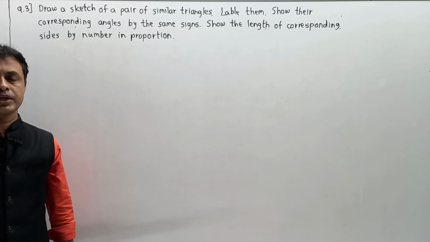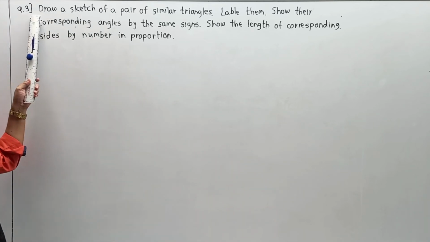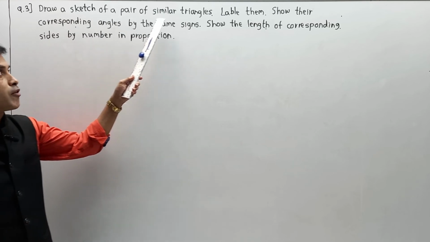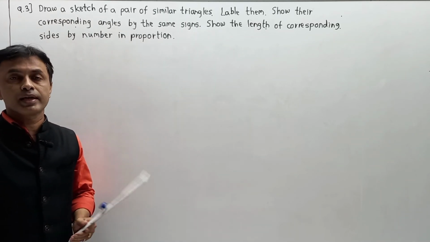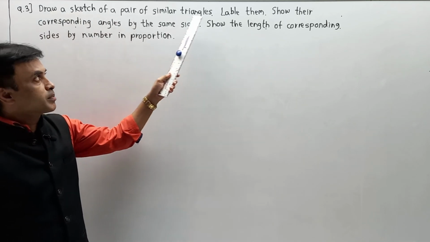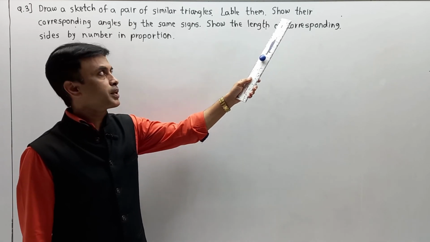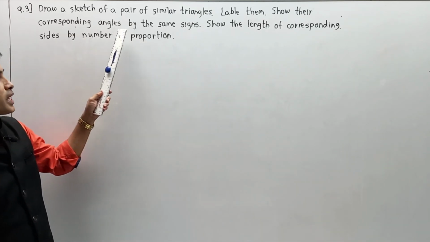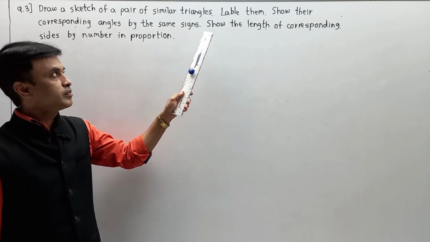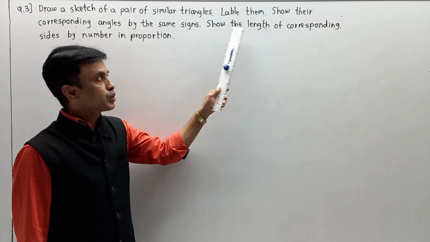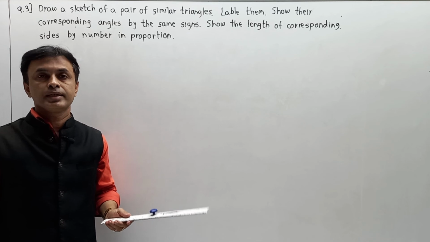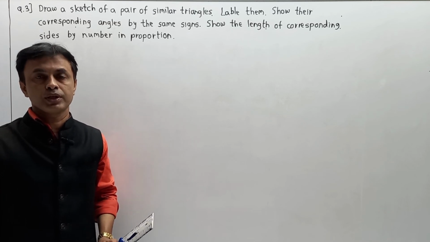We are moving to the last question over here, question number 3. Draw a sketch of a pair of similar triangles. Means we have to draw two triangles, a pair. Label them, means we have to give the nomenclature. Show their corresponding angles by the same signs, means we have to indicate corresponding angles which are equal. Show the length of corresponding sides by numbers in proportion, means we have to indicate the numbers over there, and they must also be in proportion in terms of sides.